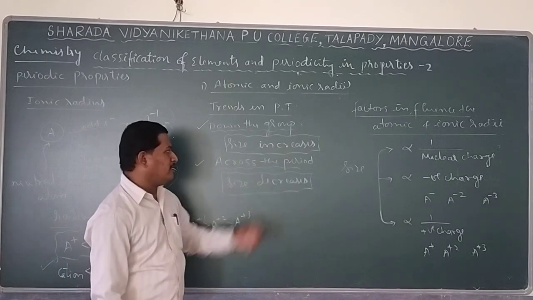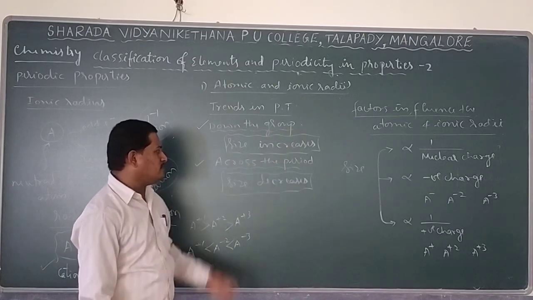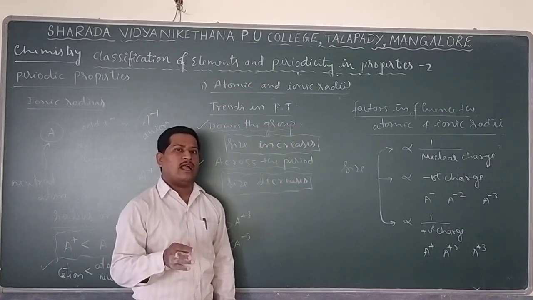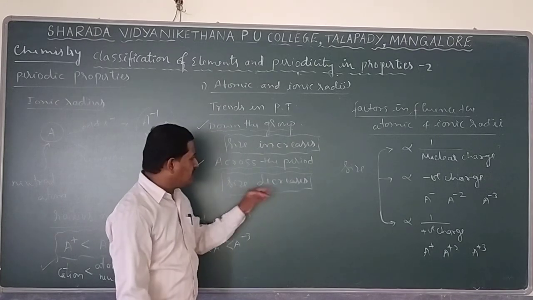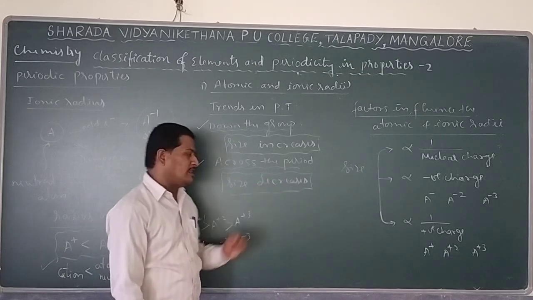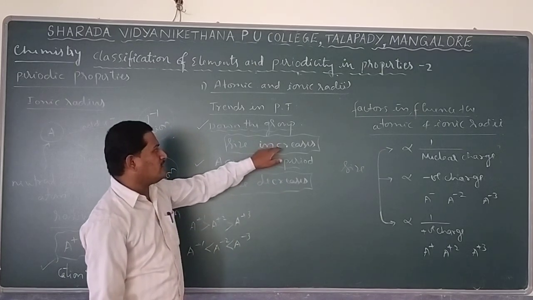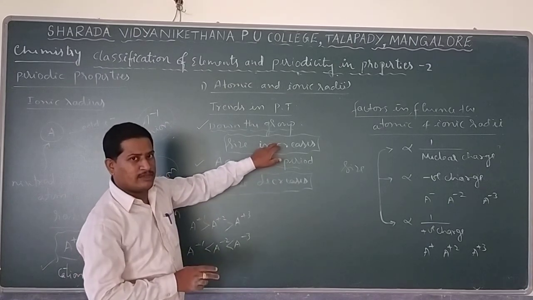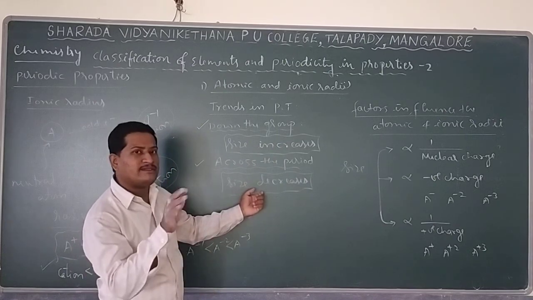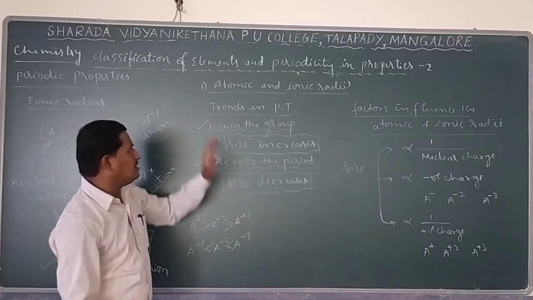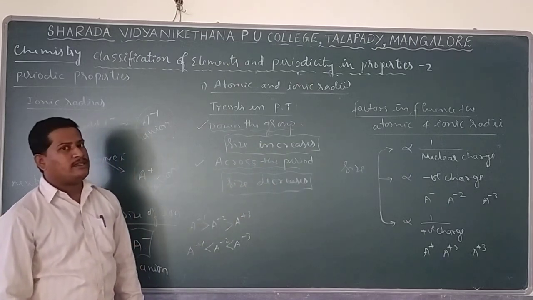But across the period, if you move from left to right, size decreases, because electrons are added to the same shell. Here shell number will not increase. Electrons are added to the same shell. But down the group, electrons are added in a different shell. Here the valence shell and shell number increase, but across the period shell number remains constant. As a result, across the period size decreases, whereas down the group size goes on increasing.